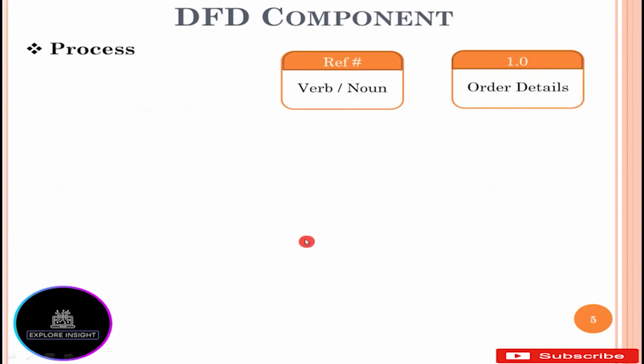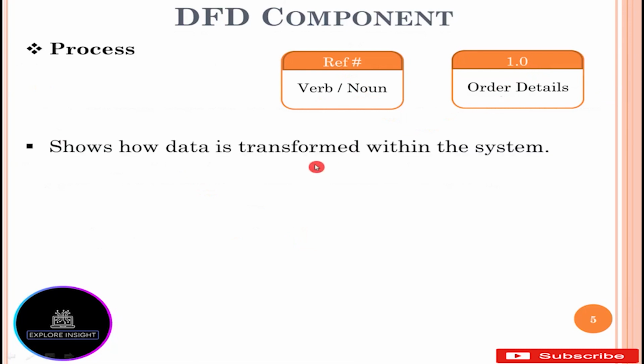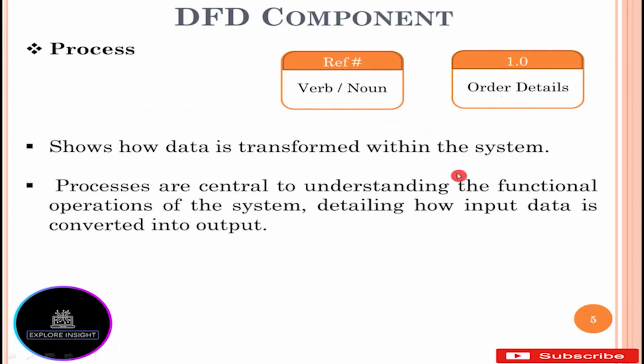Now, let's move to the next component, which is process. You can see over here, it is important to label your process, especially the title of that process name and also the reference number. So in this place, we have 1.0 and other details. Now, what is process all about? Process shows how data is transformed within the system. And also, processes are central to understanding the functional operation of the system, detailing how input data is converted into output.